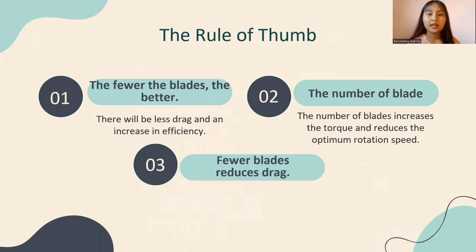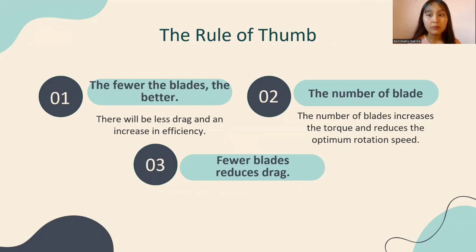Now, mag-proceed naman tayo sa the rule of thumb. The first one, the fewer the blades, the better. Number 2 talks about the number of blades. At yung number 3 naman is the fewer blades reduces the drag. Actually, itong tatlo na to ay magkaka-connect lang. Sabi dito sa number 1, there will be less drag and an increase in efficiency. Mas onti daw ang blades, mas less ang drag.